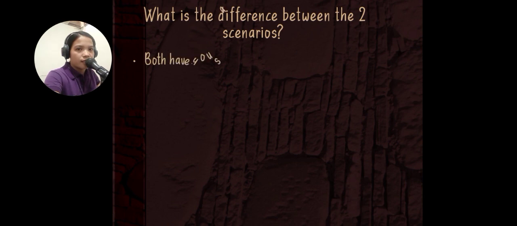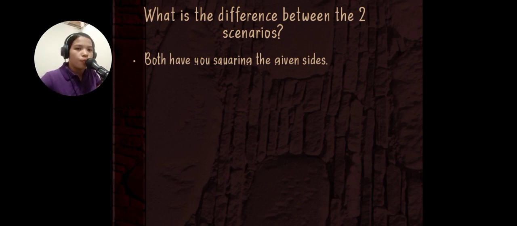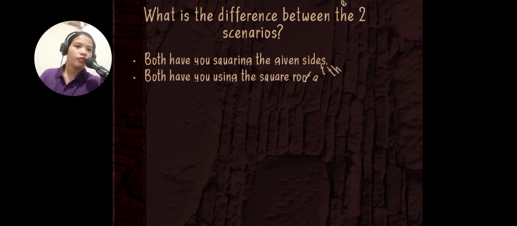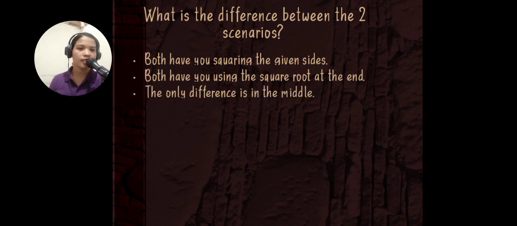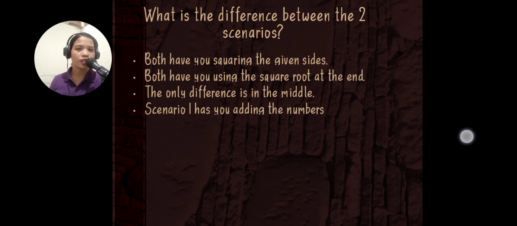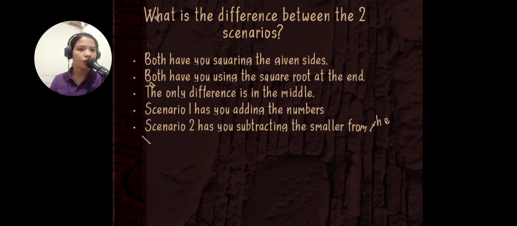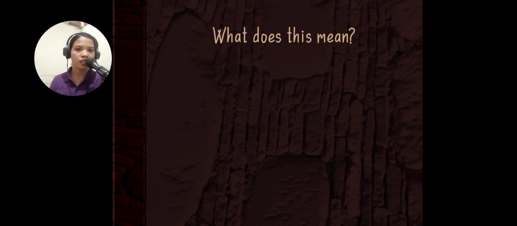The difference of the two scenarios: both have you squaring the given sides, and both have you using the square root at the end. The only difference is in the middle. As you can see, scenario number 1 has you adding the numbers, and in scenario number 2, you're subtracting the smaller from the larger. So, what does this mean?